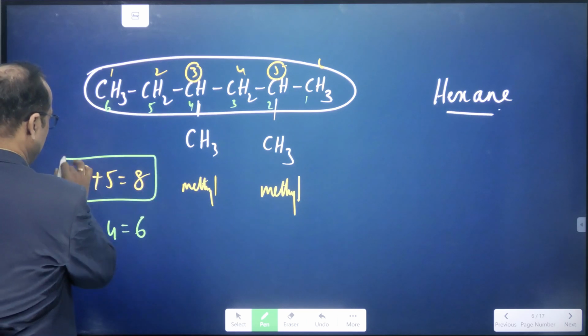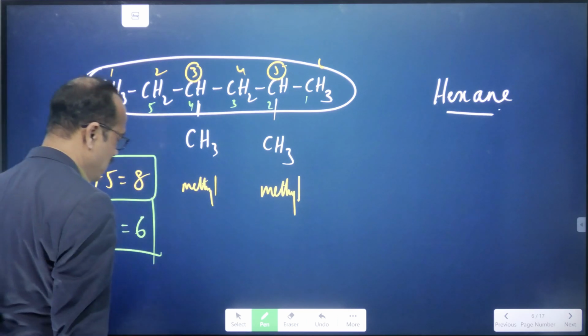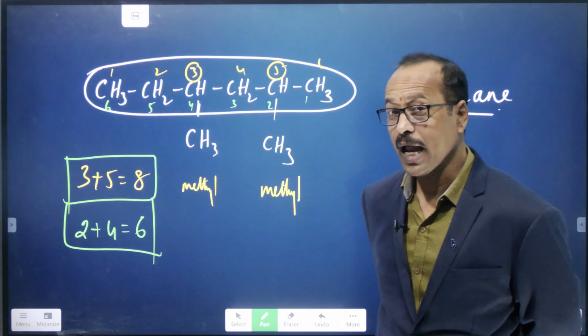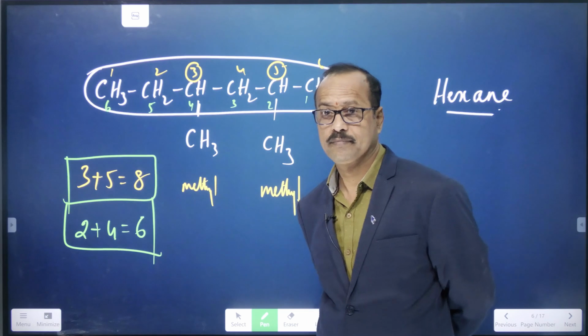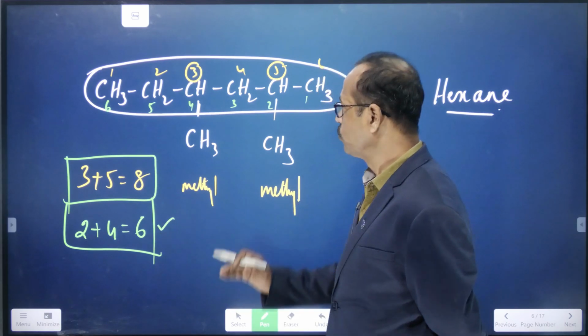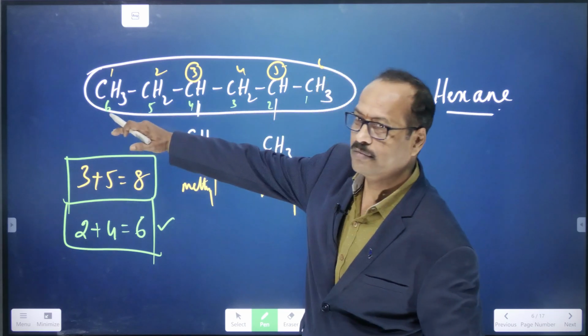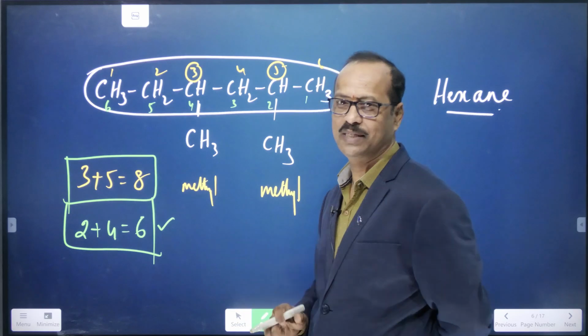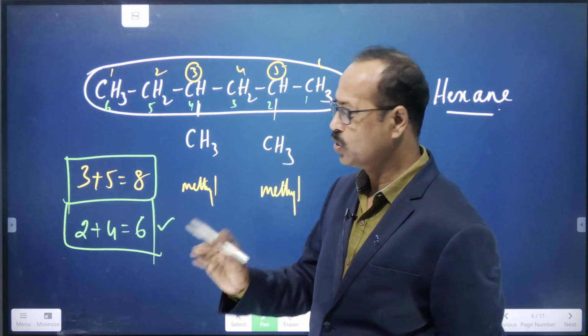So now see the numbers here. One is 3 plus 5 is equal to 8. Second one is 2 plus 4 is equal to 6. Now which is the smaller one? 6. So this method is correct. So you have to follow this. The chain should get the least sum rule. This is called the least sum rule.